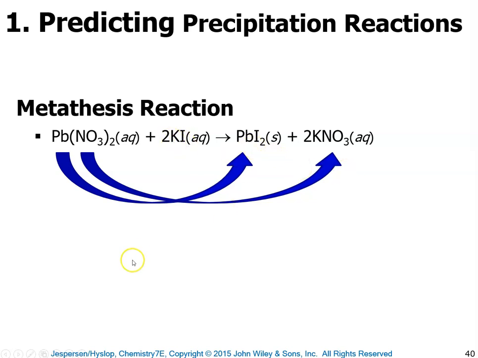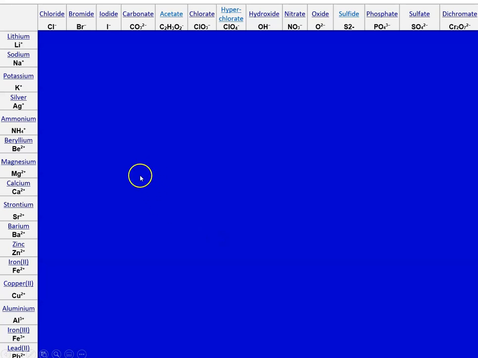They're switching partners here, and that's essentially what's happening. And we have this precipitating out. So what we're going to do is look at a chart that's going to tell us something about solubility. You might see different ones, or you'll be able to find different ones online.